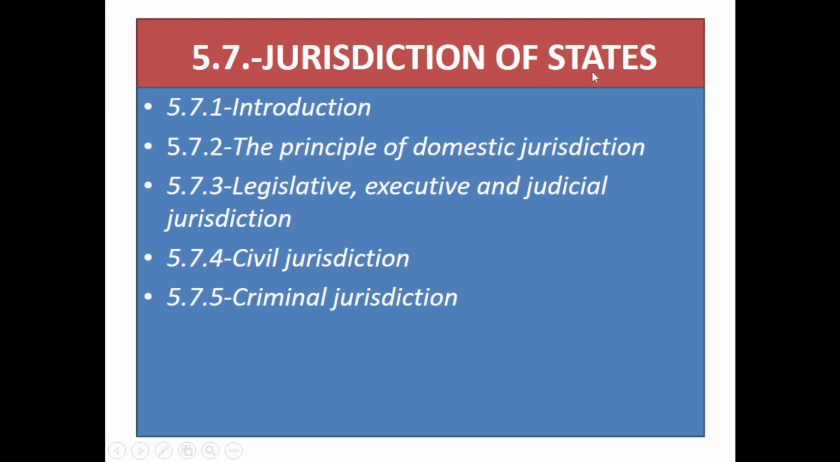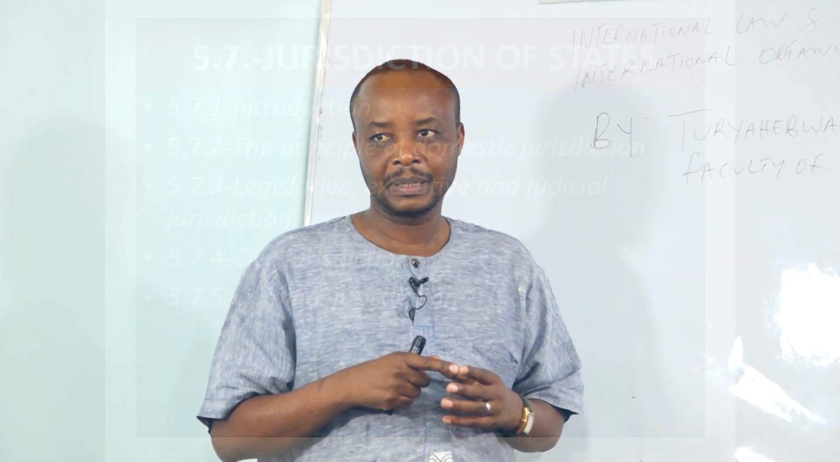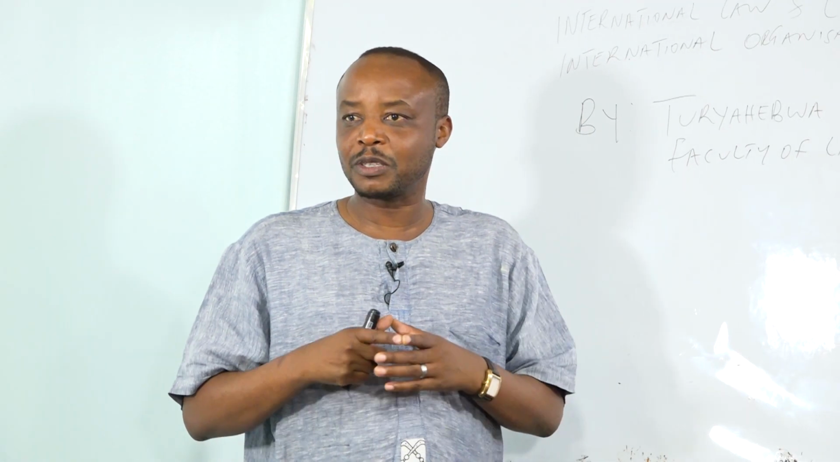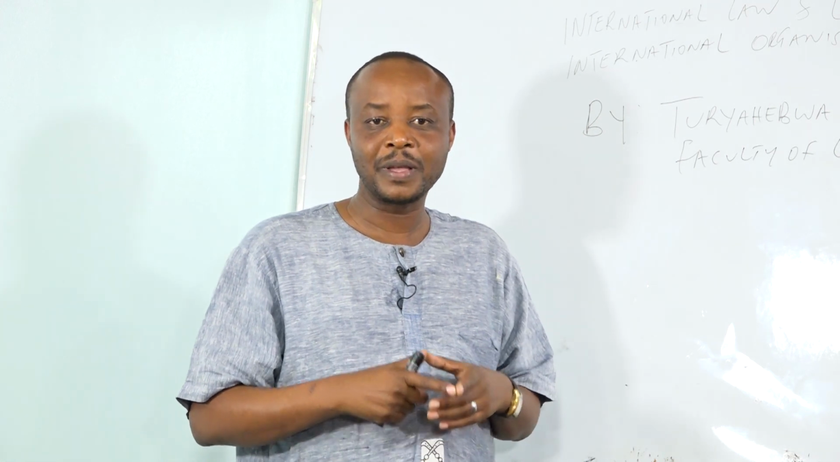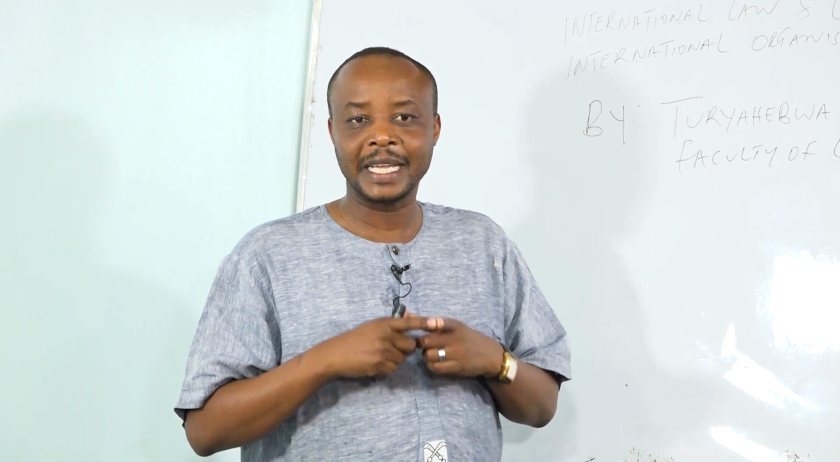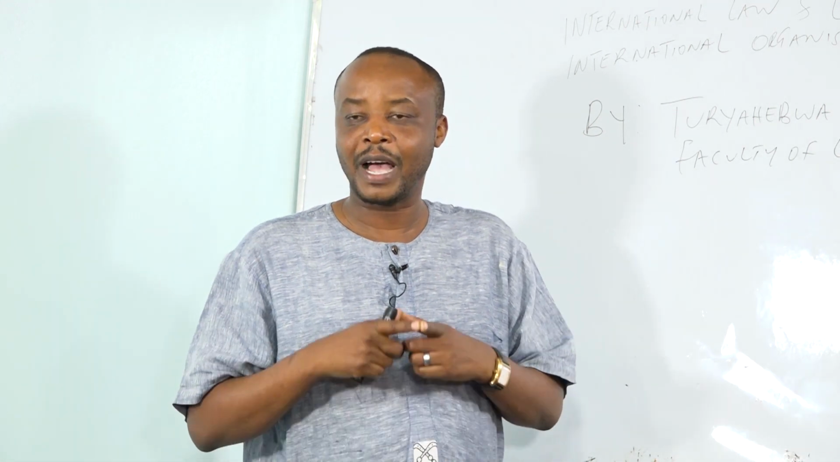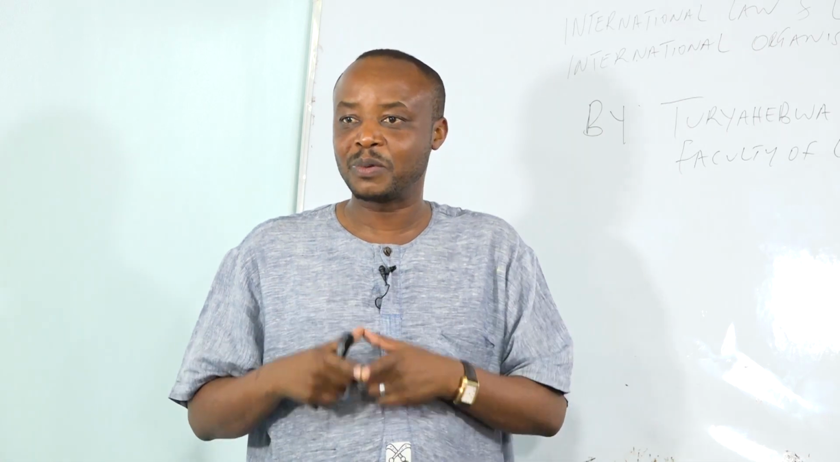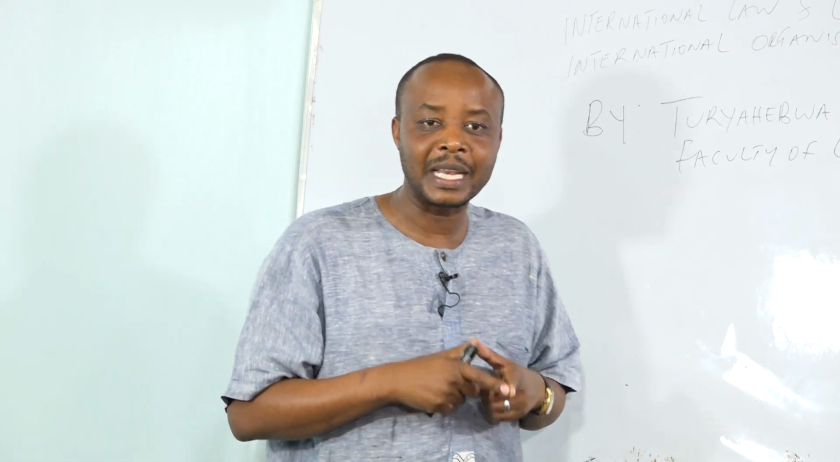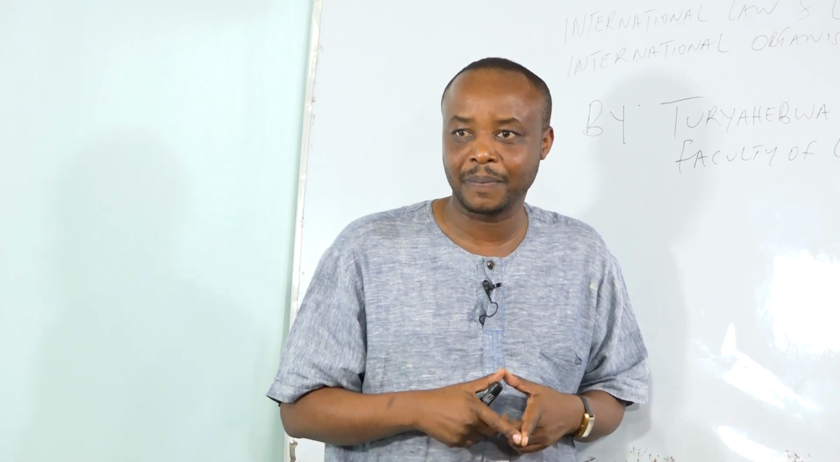We shall have an important chapter called the jurisdiction of states. Jurisdiction of states means the power of a state to enforce its laws within its territory, both under territorial jurisdiction or through the three arms of the government: legislature, executive, and judicial. So we shall also deal with civil jurisdiction and criminal jurisdiction.